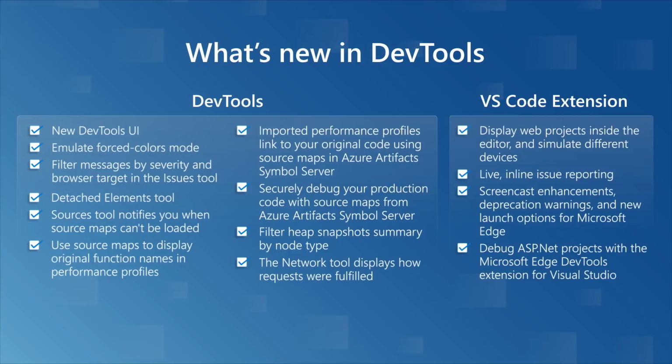which makes it a lot easier to debug. And if you want to make it more secure, you can first publish your source maps to Azure Artifact Symbol Server and then use source maps in your DevTools. But let me get into some more details about two of those features.